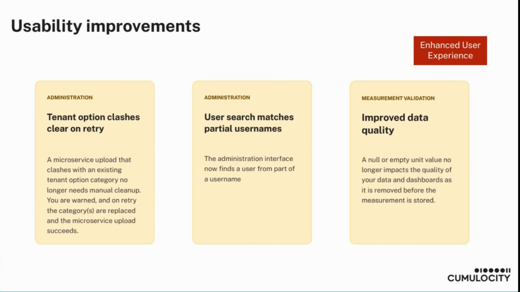And last but not least, some nice usability improvements. Those of you who upload microservices, you may have bumped into a situation where you've got your tenant option categories and you want to change them, and it comes back and says they're different. So you have to do a manual cleanup before you can then upload your new microservice. We will do that now for you. We do give you a warning, so if you've made a mistake, like a typo, which would be very irritating, you've got a chance to correct it. So the categories will then be automatically overwritten, and your microservice will upload correctly.